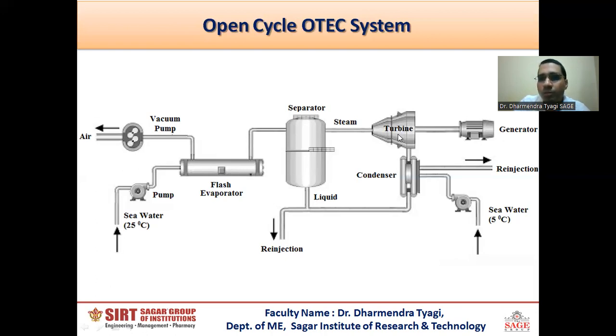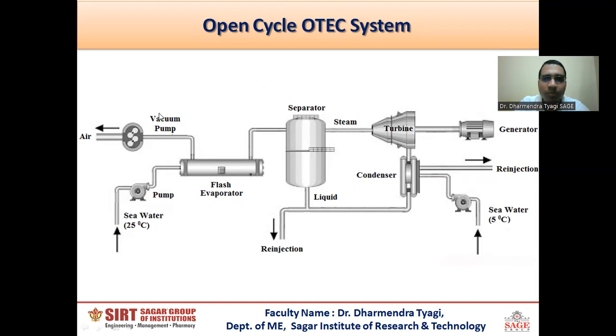This turbine is connected with the generator to produce the electricity, and the exhausted steam coming out from this turbine is condensed by the condenser with the help of cold water. The cold water is coming from the ocean depth, and this water is re-injected back to the ocean or sea. And this is the simple basic working of the open cycle OTEC system.